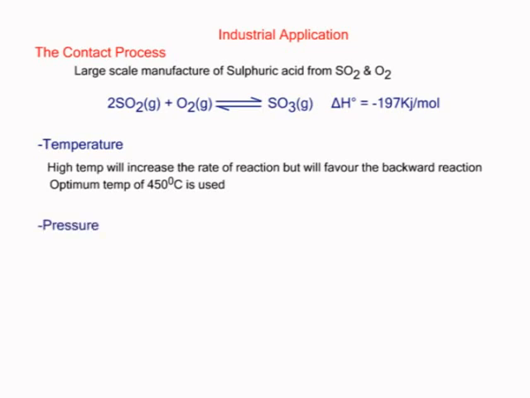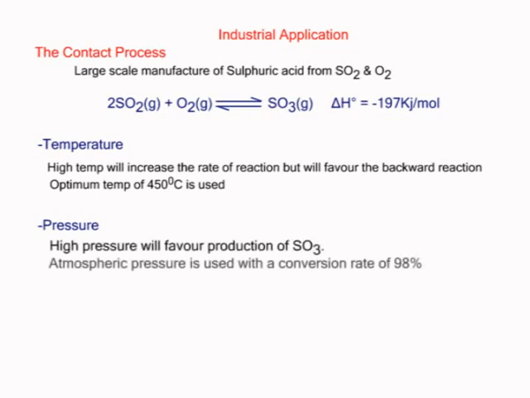Pressure: all the products and reactants there are gases, so pressure has an effect. High pressure will favor the forward reaction, so the optimum pressure used is atmospheric pressure, giving a conversion of sulfur dioxide to sulfur trioxide of 90%.